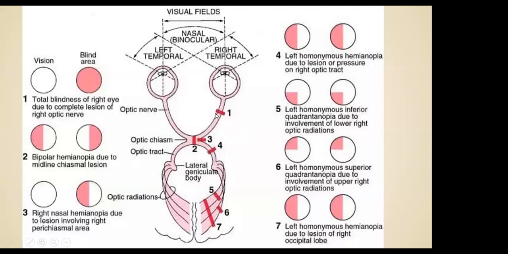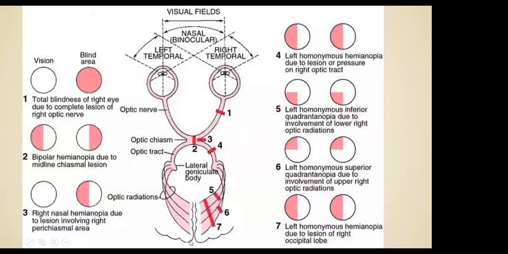After the chiasm, on the tract, there will be a decussation, and when the lesion compresses the tract, it will lead to contralateral homonymous hemianopia. Inferiorly, when it's affecting the optic radiation, it will lead to contralateral quadrantanopia, and on the occipital lobe, it will lead to homonymous hemianopia.